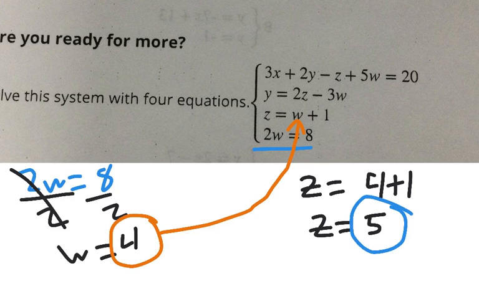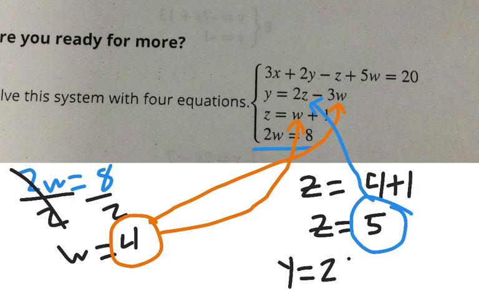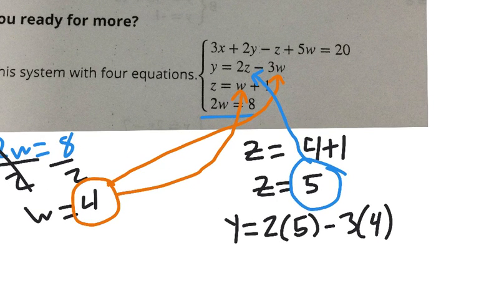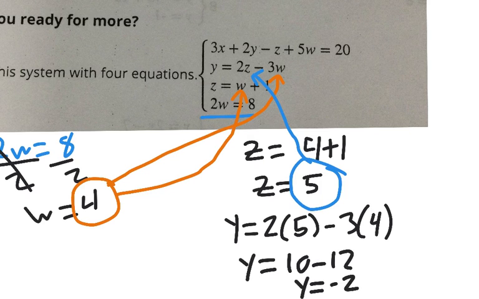So if I plug into the one above them, if I plug 4 in for W and 5 in for Z, that would give me Y equals 2 times 5 minus 3 times 4, which means Y is 10 minus 12, so Y is negative 2.